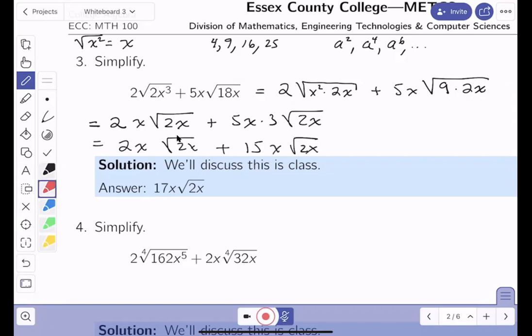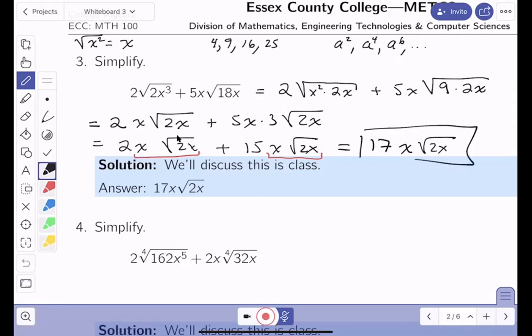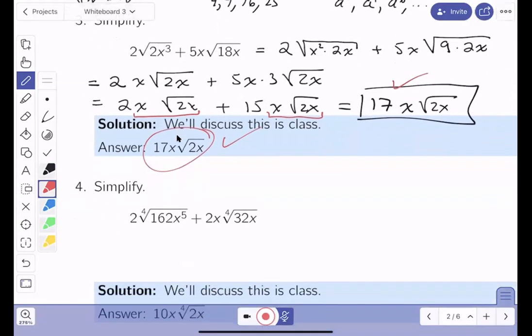I'm going to underline these two terms. They have an identical radical variable part. What I'm going to do? Add their coefficients together. What's 2 plus 15? 17. 17 what? Well, their variable radical part. Put a box around that. Things did work out. Let's check our key and see if we got it. And we got it. All right, let's do the next one.